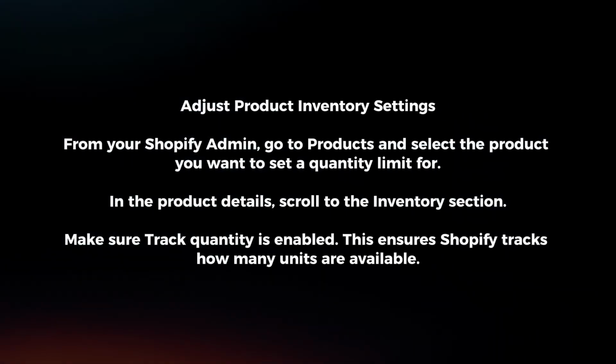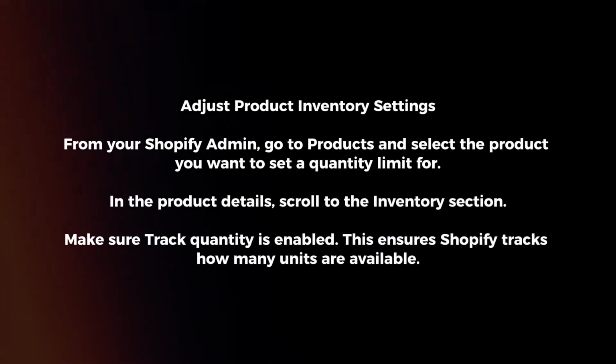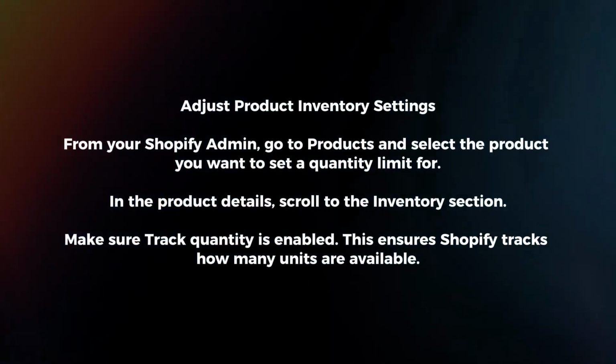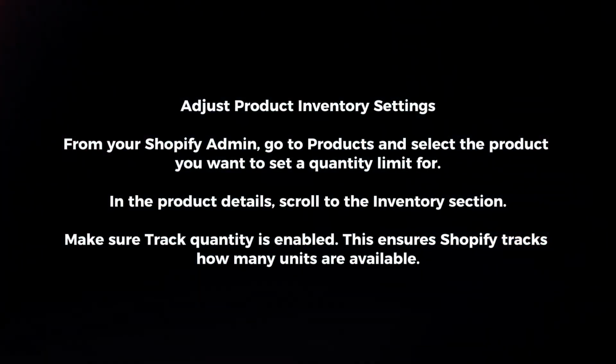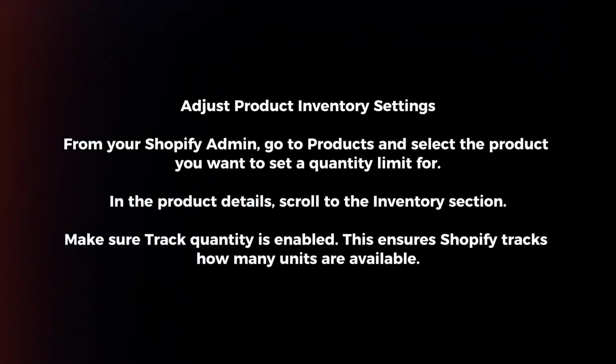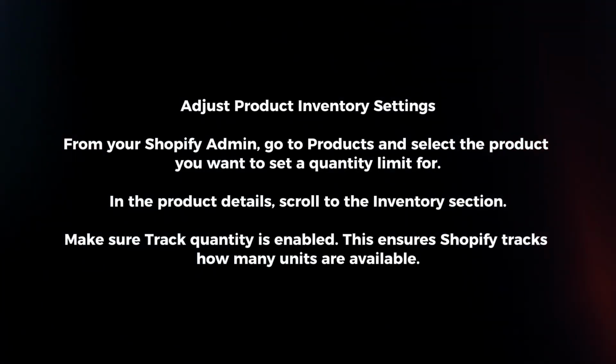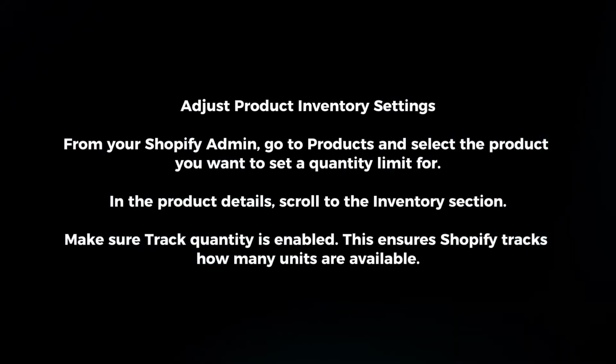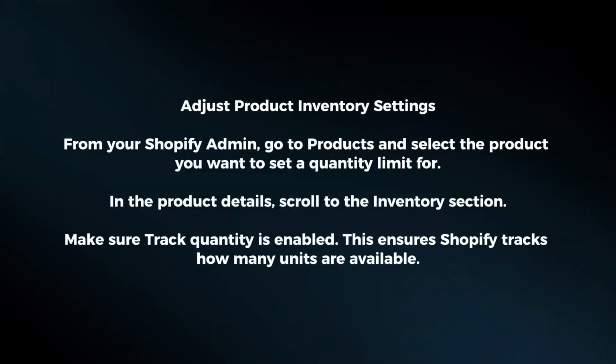Adjust product inventory settings. From your Shopify admin, go to Products and select the product you want to set a quantity limit for. In the product details, scroll to the inventory section. Make sure track quantity is enabled. This ensures Shopify tracks how many units are available.